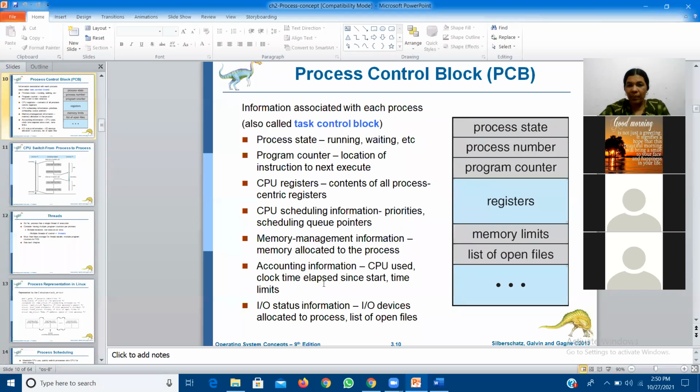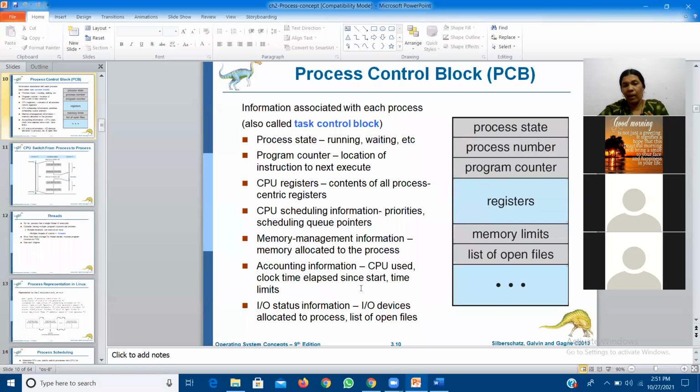Next, clock time elapsed since start, and end time limits. That is, at what time the process has started and at what time it has terminated. These two times are recorded, so this is also treated as accounting information, right?